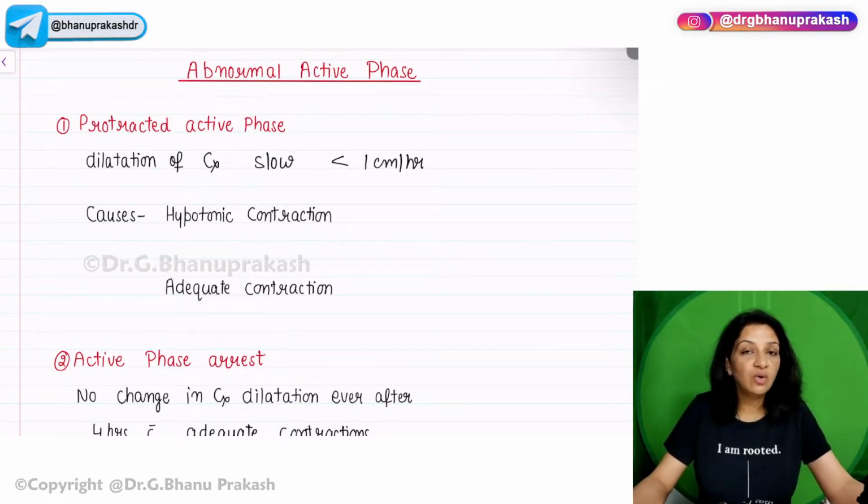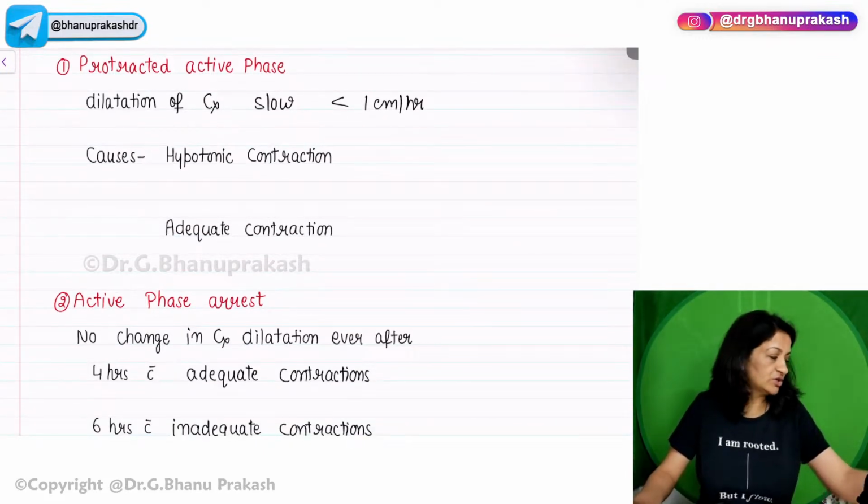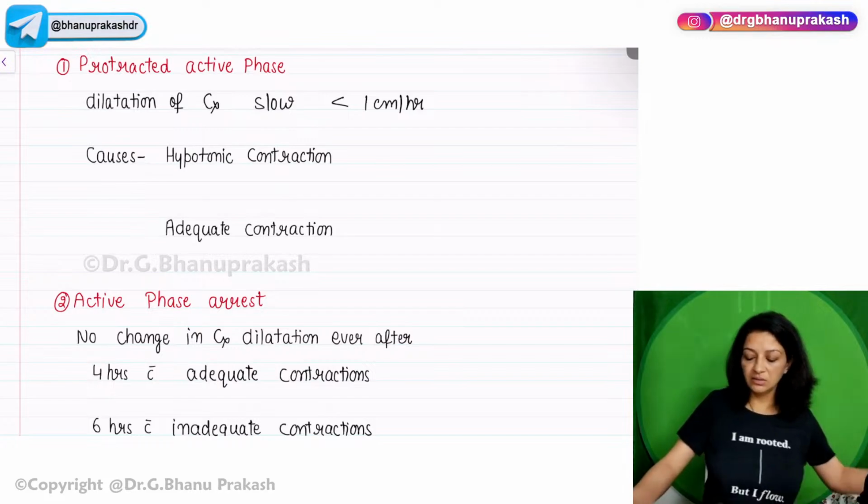What are the causes of protracted active phase? First one is hypotonic contraction. Hypertonic contraction.